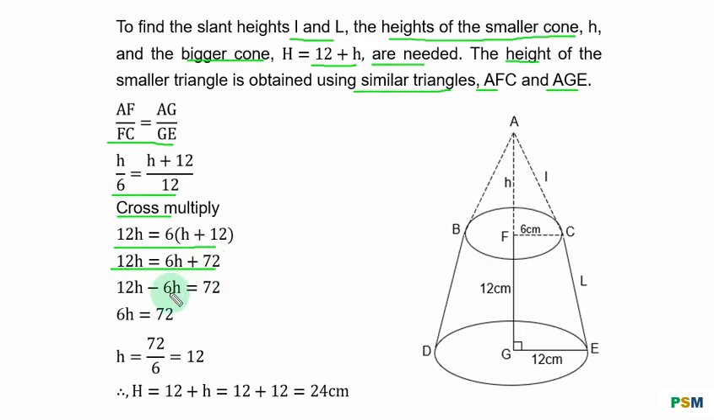Collect like terms. You have this result. 6H is equal to 72. Therefore, H is equal to 72 divided by 6, and that is 12, the height of the smaller cone. Height of the bigger cone is equal to 12 plus height of the smaller cone. That is 12 plus 12 equal to 24 cm.